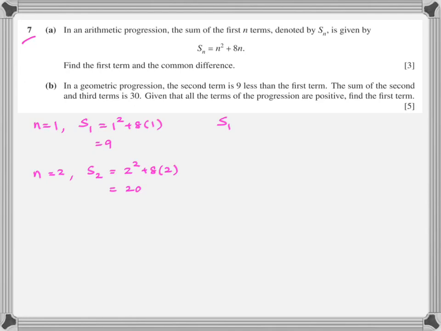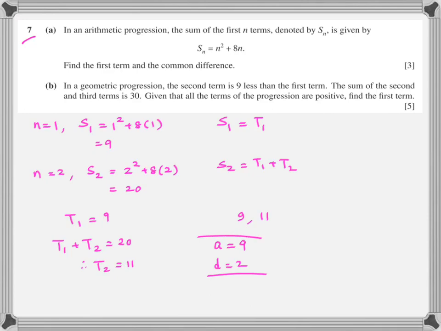Sum of one term means the first term itself. Sum of two terms means T1 plus T2. That means the difference between 20 and 9, which is 11, is not the common difference, that's the second term. Game over. First term is 9, second term is 11. Therefore, the common difference is 2. Straightforward. Have a look.